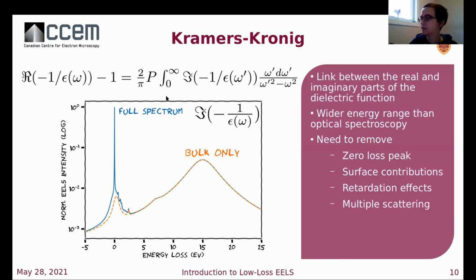However, the difficulties with using EELS are that you have other things in your spectrum, such as the zero loss peak, you have surface contributions, you may have retardation effects, you may also have multiple scattering effects, and you need to find a way to remove all of these effects to retrieve only the bulk loss function, which is this imaginary component here. So actually, experimentally applying this relationship is not trivial, and it can be quite difficult.